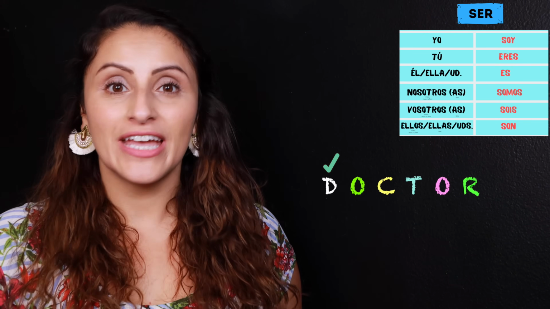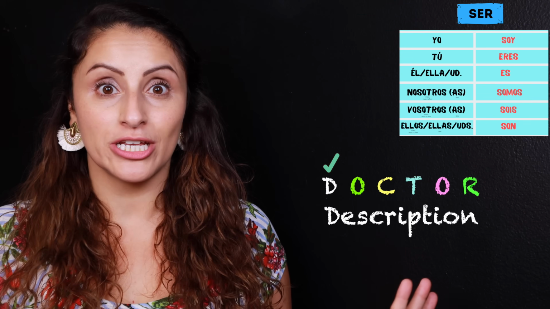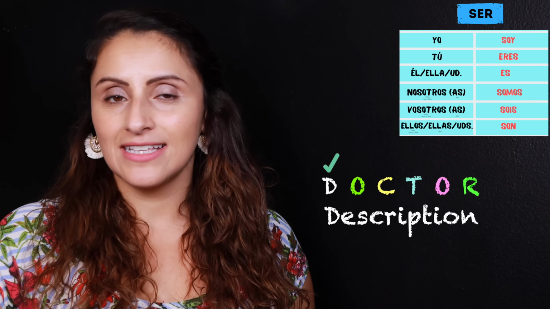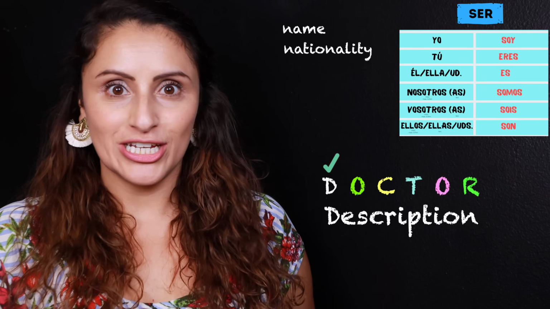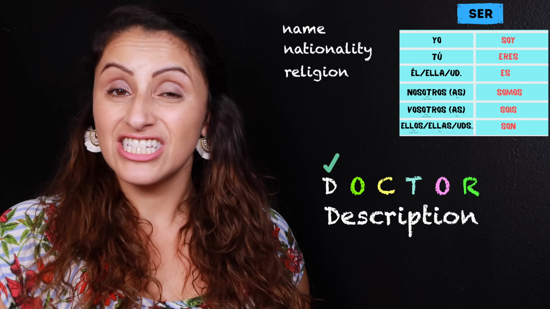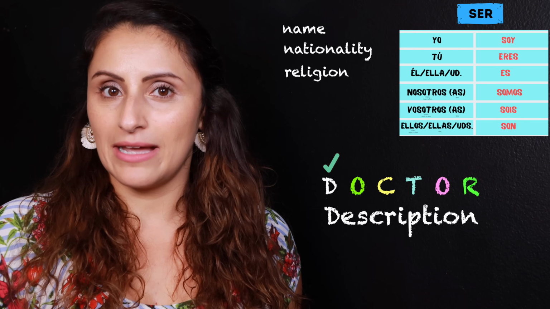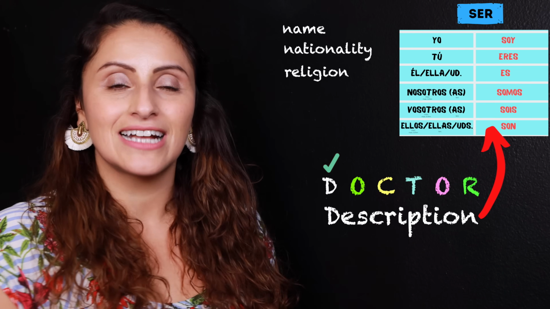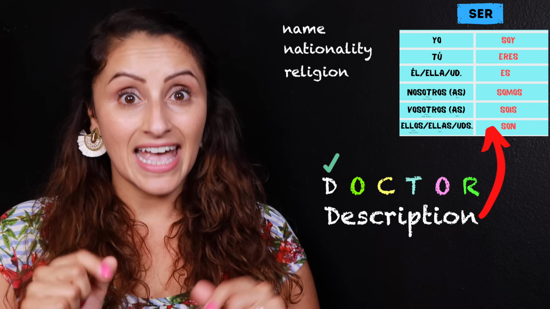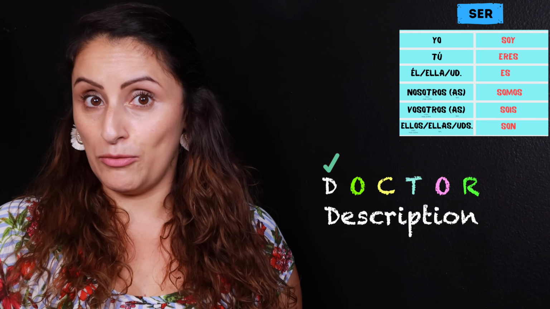The D in doctor is going to stand for description, and we're going to use it maybe when we want to talk about our name or our nationality or even our religion or something that describes us. So anything that has to do with description, that D in doctor, we're going to use the verb ser. Let me show you a couple of examples.